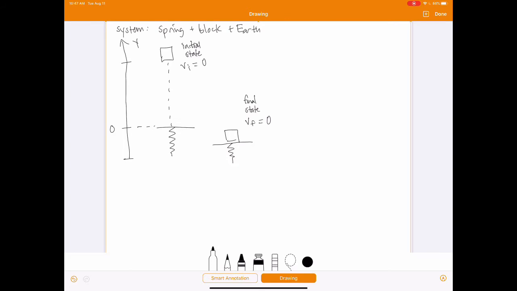What are we told? That the block starts 1.5 meters above the spring. So that's going to be y equals 1.5 meters right there. Let me draw that a little better, 1.5 meters. And then what we want to know is how far does the spring get compressed in the final state? I actually don't know what that is, so let's call this y final and leave that as an unknown variable. That's the whole point of the problem, to find y final. So that sets it up for you.